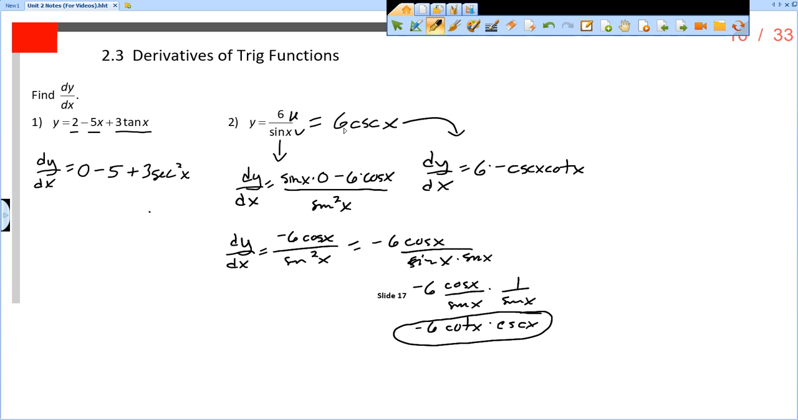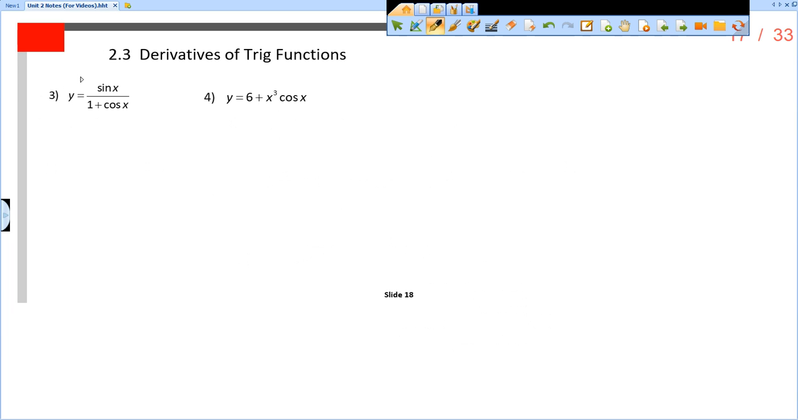But changing to 6 cosecant was far easier to get to that result, and that would be the more likely result in terms of a multiple choice. All right, so that's slide 17. Slide 18, a little bit more practice.